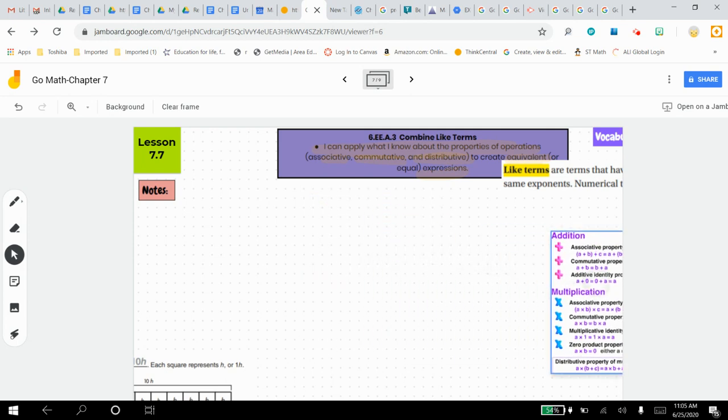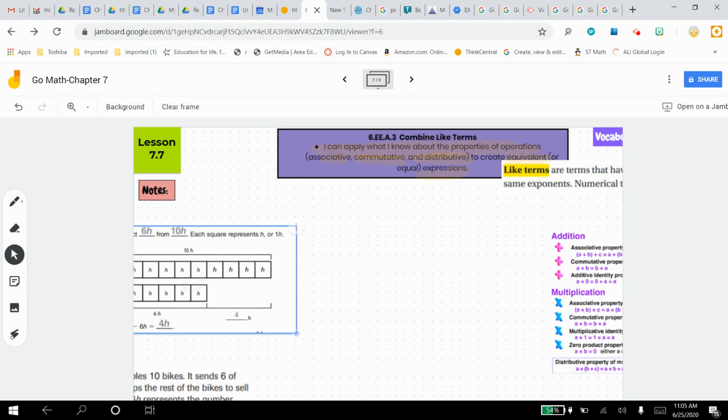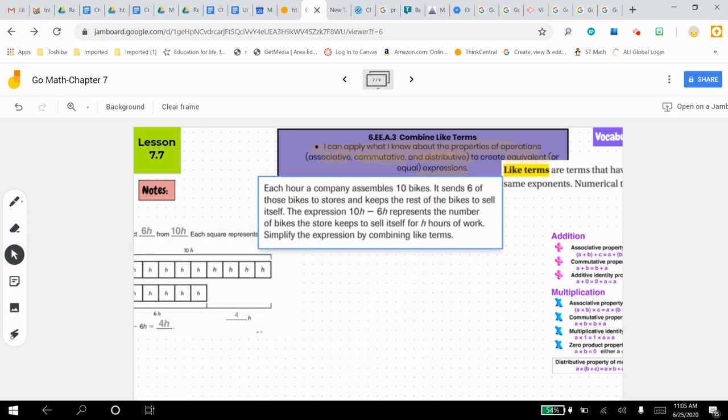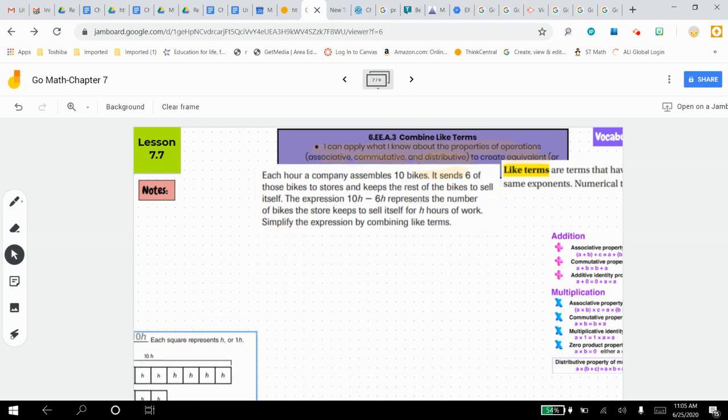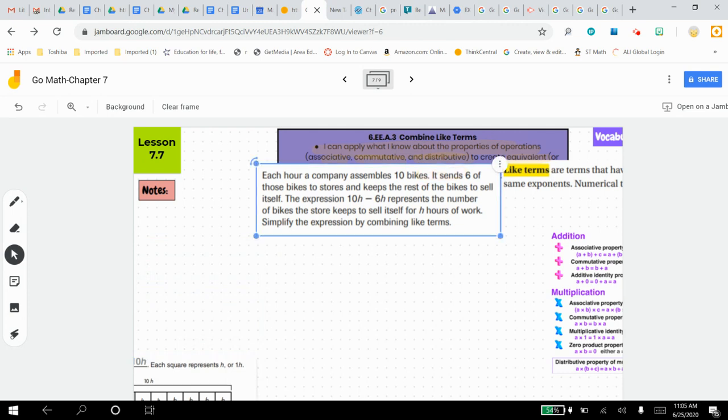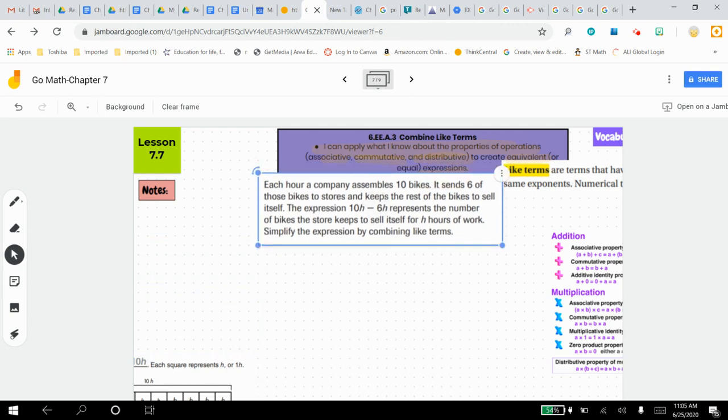Let me pull up a problem for you today. I want you to take a look at this problem real quick. I got a little diagram for you. Each hour, a company assembles 10 bikes. It sends 6 of those bikes to stores and keeps the rest of the bikes to sell itself.